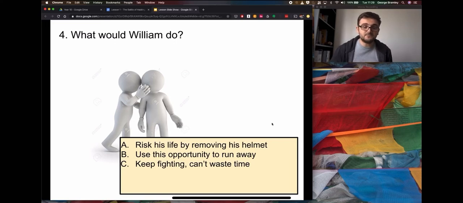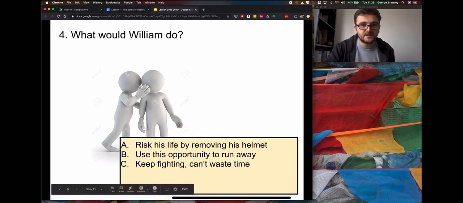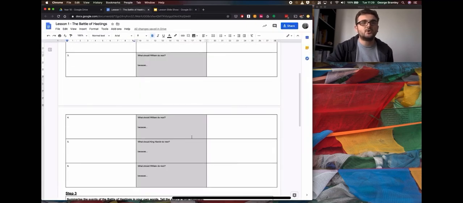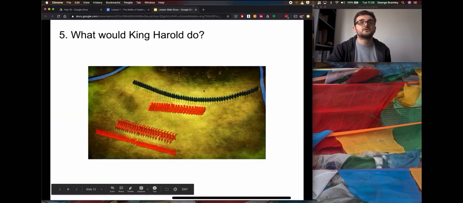Right, now move down to the next row. I'm going to tell you about the next part of the story. You should now be on box number 5. So can you type this next bit of the information into box number 5?